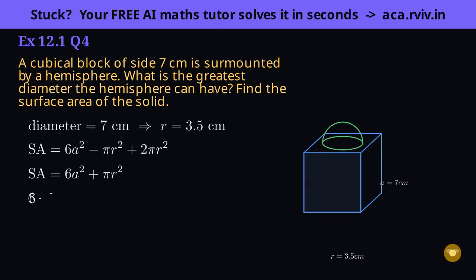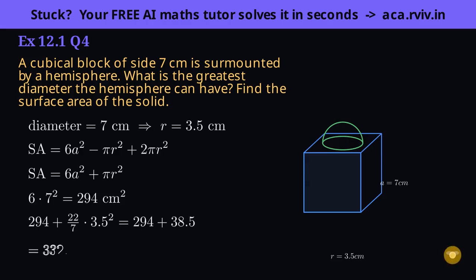The cube's 6 square faces give 6 times 7 squared, 294 square centimeters. Add the 1 extra pi r squared for the exposed dome, 22 over 7 times 3.5 squared, which is 38.5. Sum them for 332.5 square centimeters.